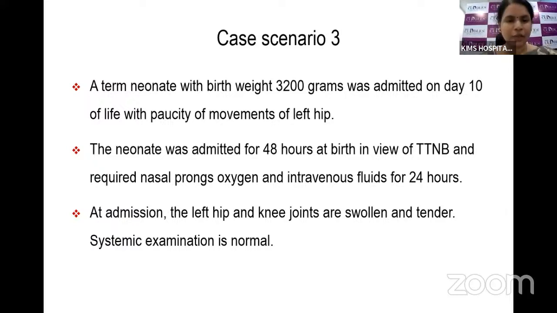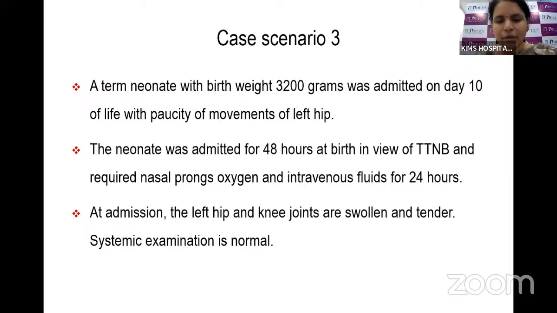This is again a different type of infection. This is a term neonate with a birth weight of 3,200 grams, admitted on day 10 of life with paucity of movements of the left hip. The neonate was admitted for 48 hours at birth in view of transient tachypnea of newborn and required nasal prong oxygen as well as intravenous fluids for 24 hours in the NICU. So this baby has had a brief NICU stay at birth and subsequently was discharged and now is readmitted on day 10 of life with relative paucity of movements of the left hip.